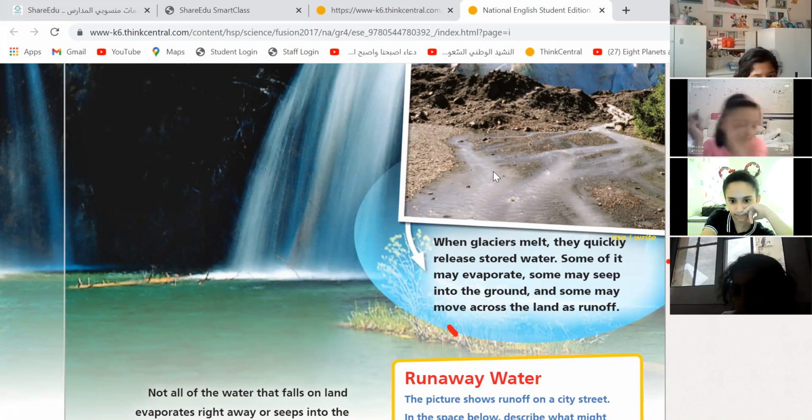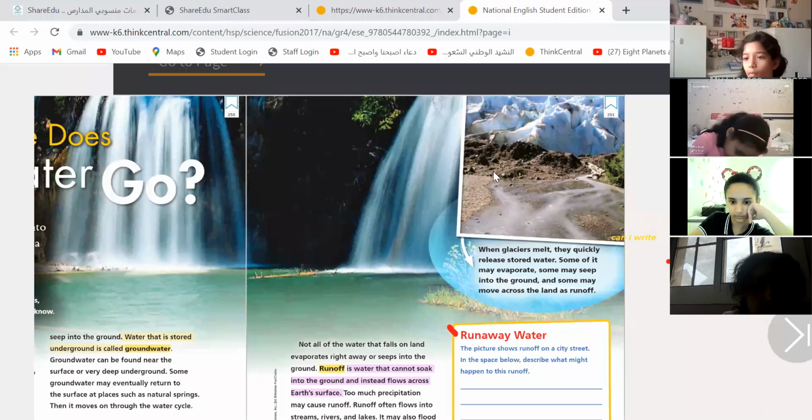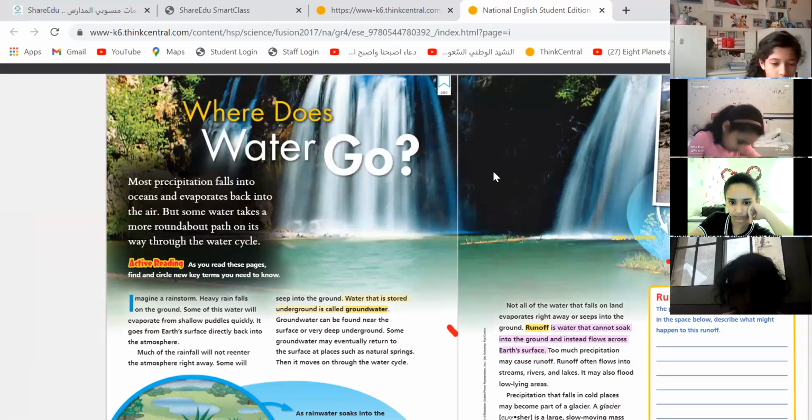So a glacier can change in many different ways. It can be runoff if it can't seep under the ground, and it can melt or evaporate up again to the sky, and sometimes it will go down under the ground. Okay, guys, that's it for today. Any question before you watch the video?